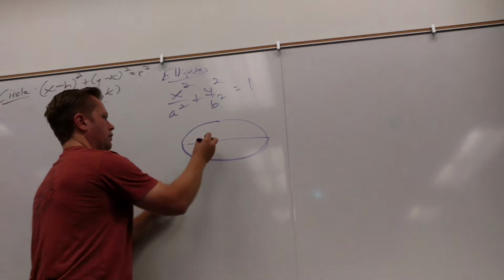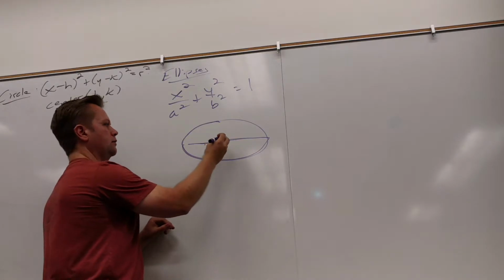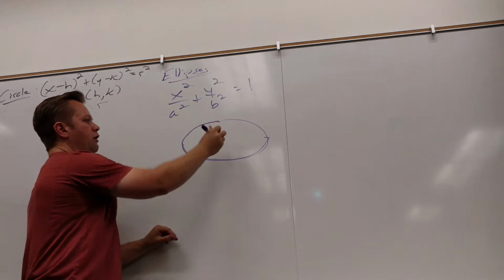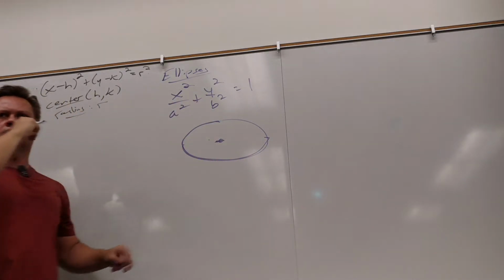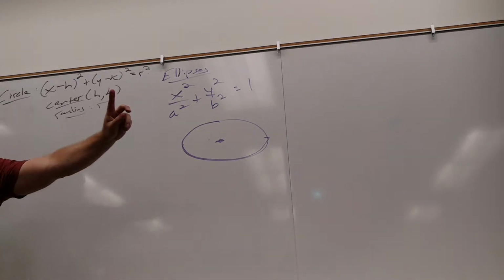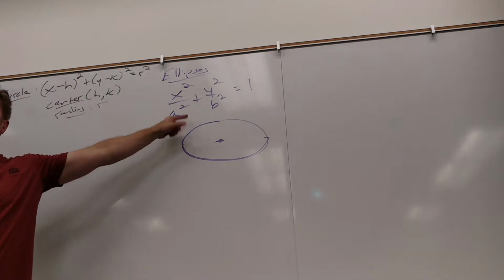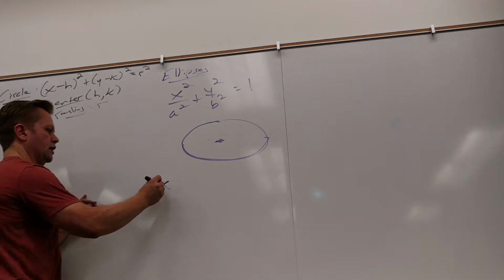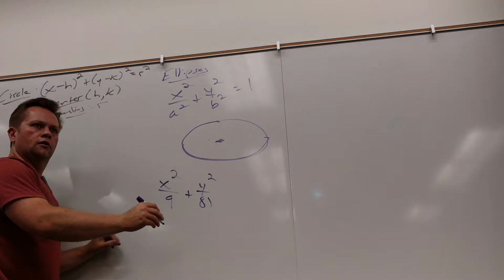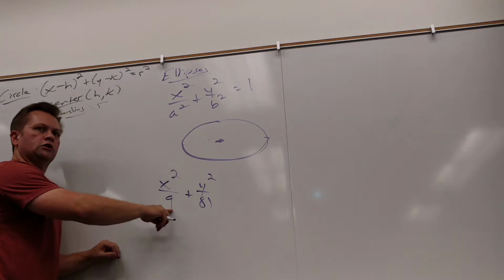So, let me take that out. Let's stick with what we already have talked about, and then we'll talk about these foci and how to find them. So I still have a center that I need to figure out. But then, how far am I going to go in the x direction based off of this? Who remembers what we just talked about a minute ago? How far would I go in the x direction? Tell me exactly how far based on this equation. When it was this, how far did I go? Three. Nine. Okay, because 9 is 3 squared.